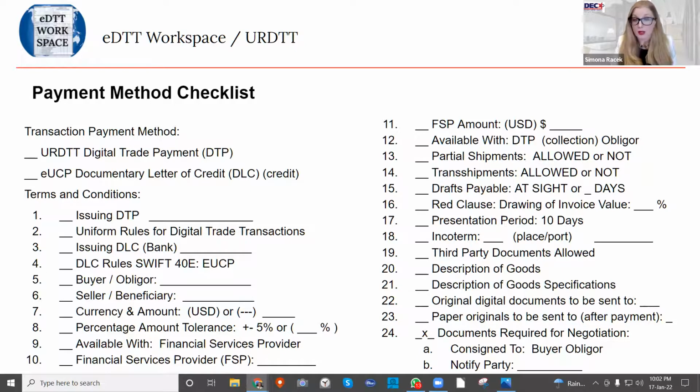If there is a request for a letter of credit and a bank is using a letter of credit under the EUCP guidelines, under SWIFT 40E, EUCP later version, this has to be mentioned in the letter of credit. The details of these two payment methods are covered in a separate webinar, so please check within the workspace for the webinar that corresponds to each of the documents that you are interested to fill out.